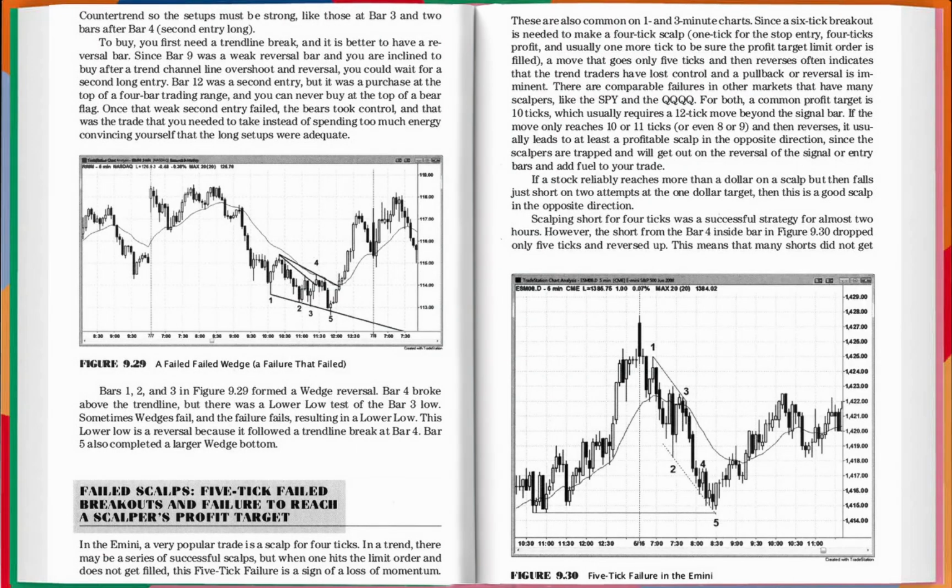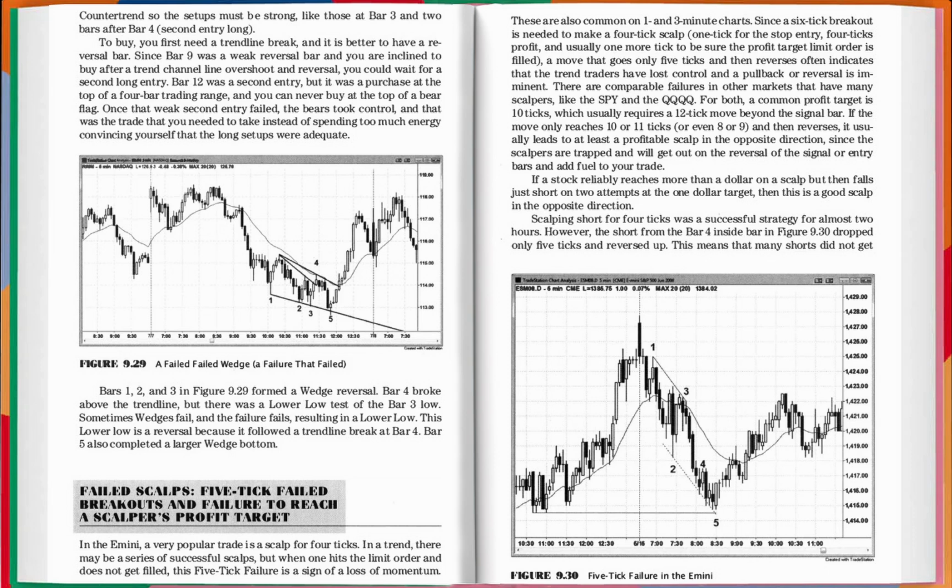like those at bar 3 and 2 bars after bar 4, second entry long. To buy, you first need a trendline break, and it is better to have a reversal bar. Since bar 9 was a weak reversal bar and you are inclined to buy after a trend channel line overshoot and reversal, you could wait for a second long entry. Bar 12 was a second entry, but it was a purchase at the top of a 4-bar trading range, and you can never buy at the top of a bear flag. Once that weak second entry failed, the bears took control, and that was the trade that you needed to take instead of spending too much energy convincing yourself that the long setups were adequate.